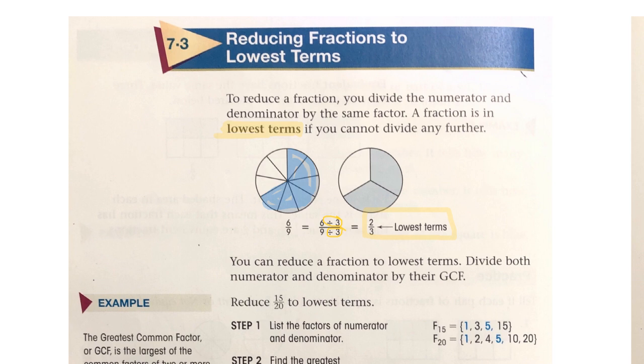So 3 can go into 6 2 times, and 9 can be divided by 3 3 times. So 6/9 can be reduced to lowest terms, and it would be 2/3. Those are equivalent fractions. You can reduce a fraction to lowest terms by dividing both the numerator and denominator by their greatest common factor. That would help you to do it more quickly.